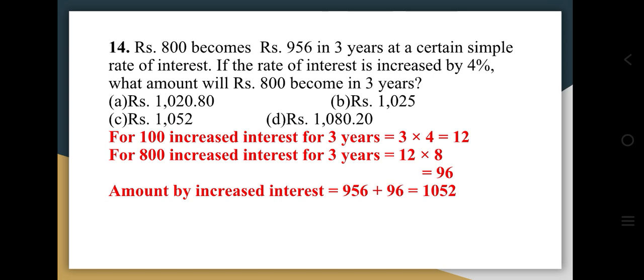In the original interest, 800 becomes 956 in 3 years. So with the increased interest, 800 becomes 956 plus 96, that is 1052. So the answer is choice C.